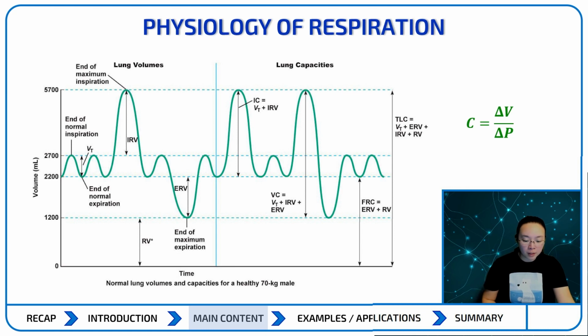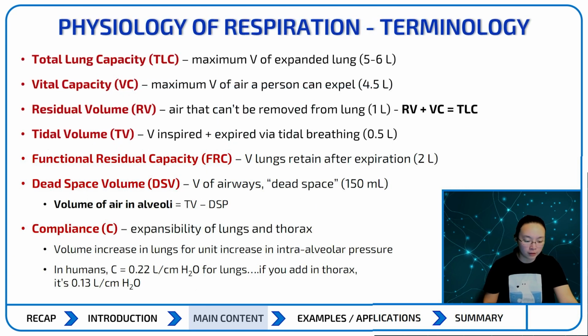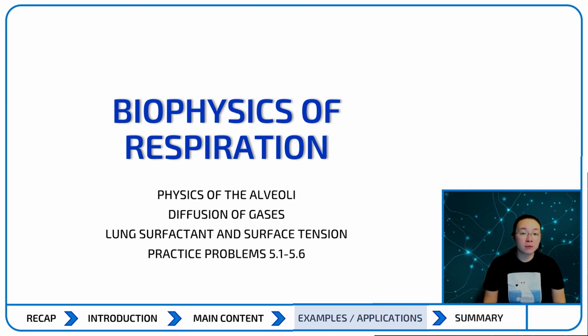The last thing to talk about is compliance. Compliance is the ability for your lungs and thorax to expand. What this means is you have a volume increase in your lungs for every unit of intra-alveolar pressure increase. I explained that a little bit over here, but once again, just be familiar with the terms and understand that if we're breathing out, there has to be some residual volume that cannot be removed from the lungs.